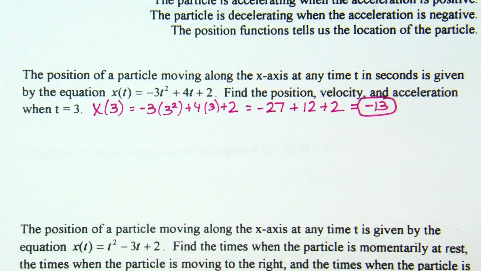Okay, so the position when t equals 3 is 13 units to the left of the origin.